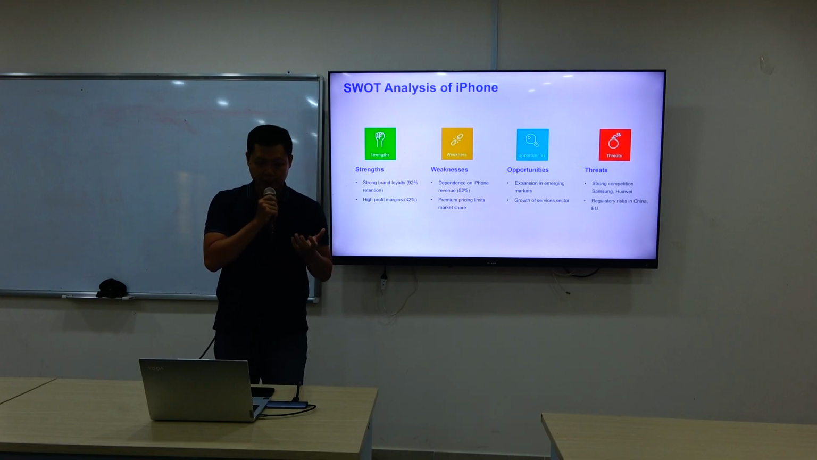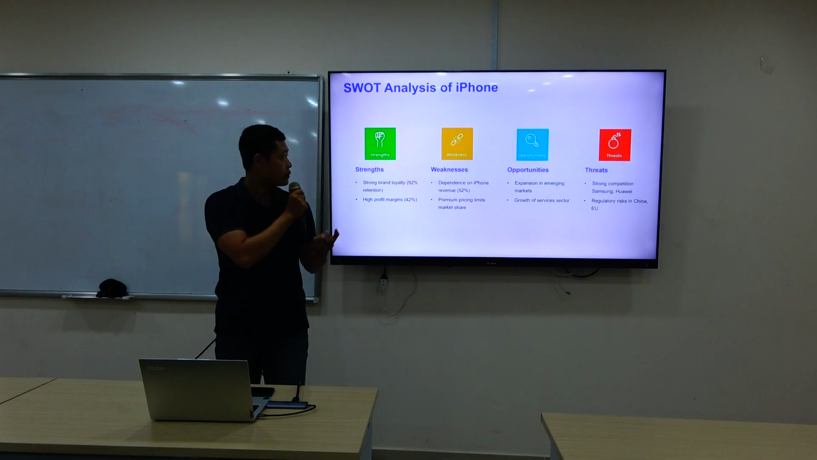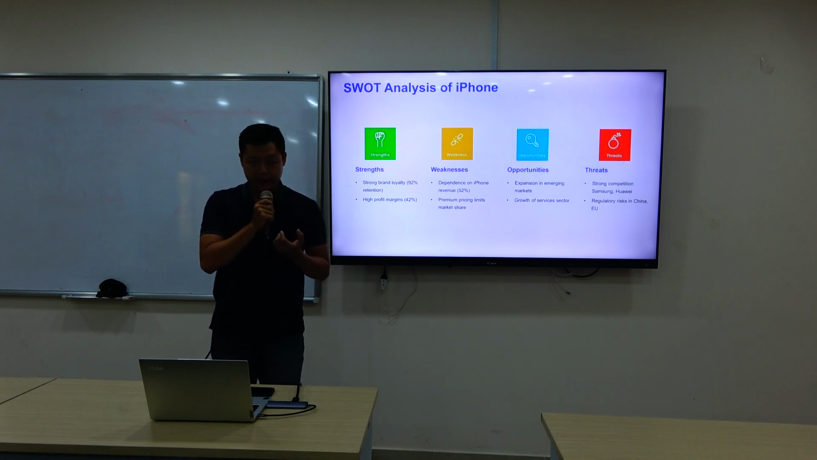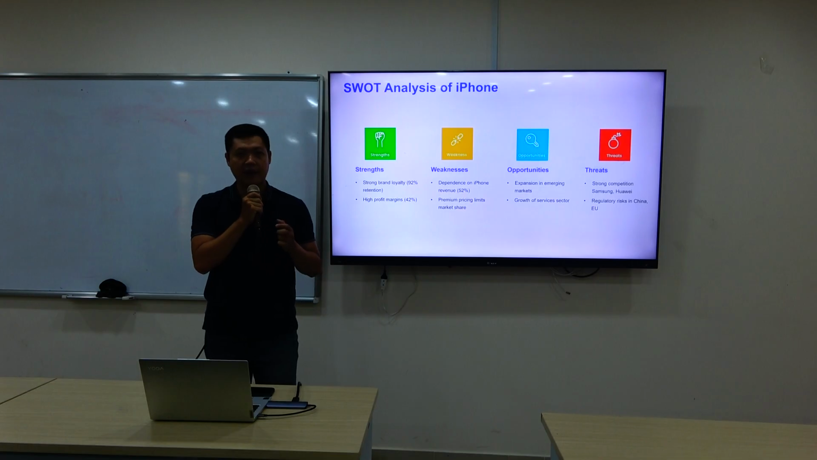However, Apple also has some weaknesses, because they depend on the iPhone product. The iPhone contributes 52% of Apple's revenue, and the premium price also limits them from entering price-sensitive markets like Africa or Southeast Asia.